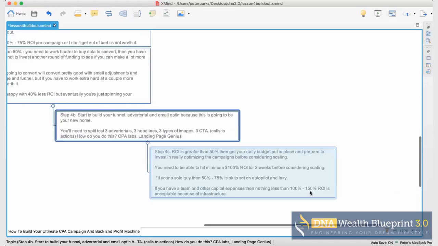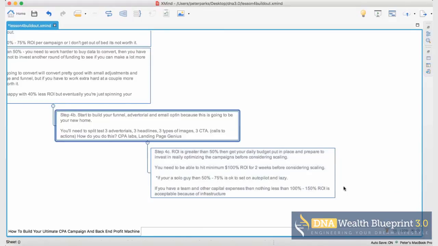So 4C, again, if your ROI is greater than 50% now, then you're going to need to put a daily budget into place and prepare to invest in really optimizing the campaigns before you really consider scaling. So in a nutshell, the rule of thumb that I like to follow is you're going to need to hit a minimum of 100% ROI for at least 2 weeks minimum before you even consider scaling. Why do you do that? Because like I said, you've got capital costs, you've got investments.